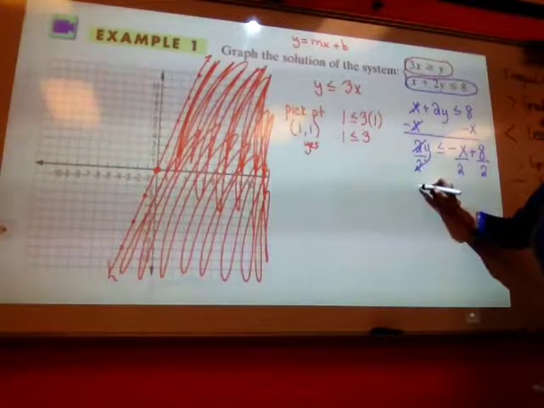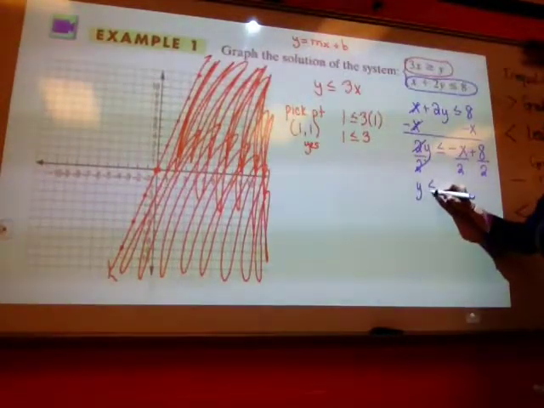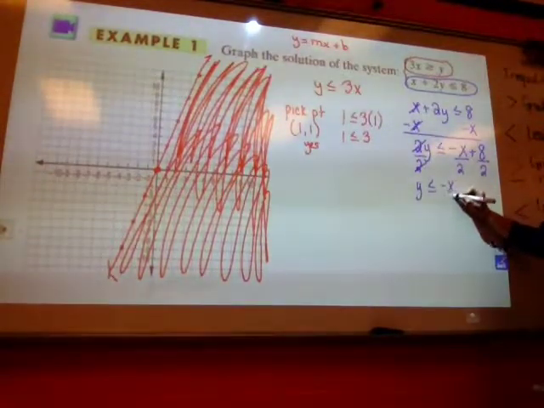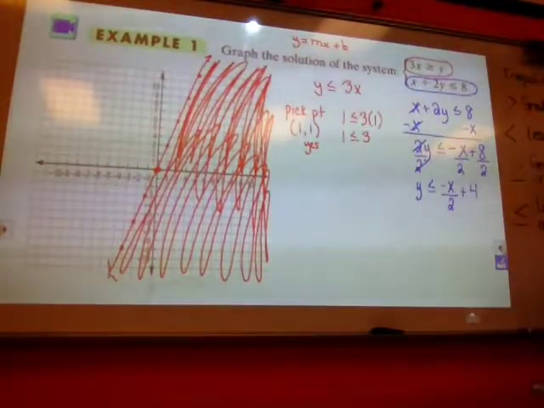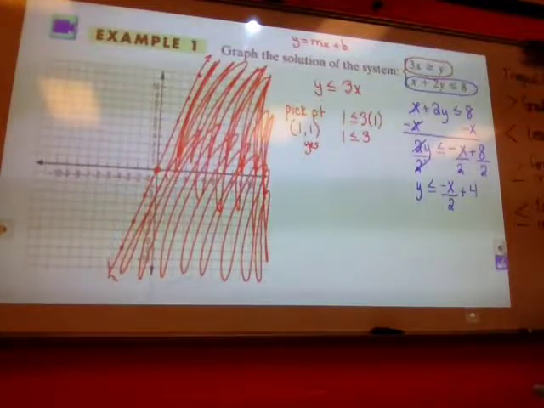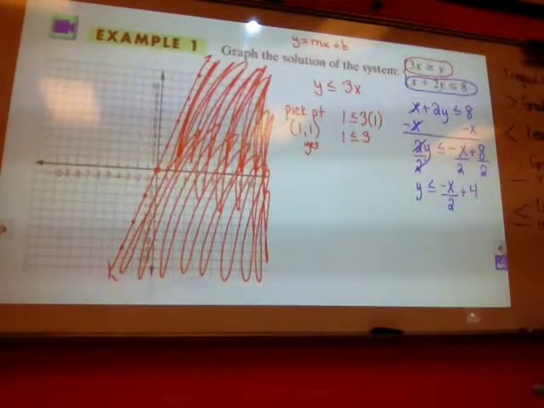All right, so those are going to go. Y is now going to be less than or equal to a negative x over 2 plus 4. Do we all agree with that? Yes or maybe? Okay.